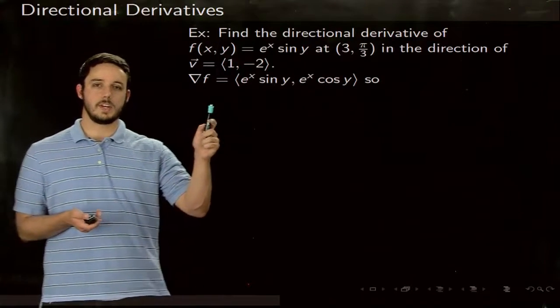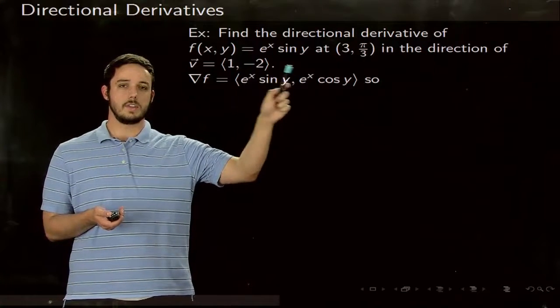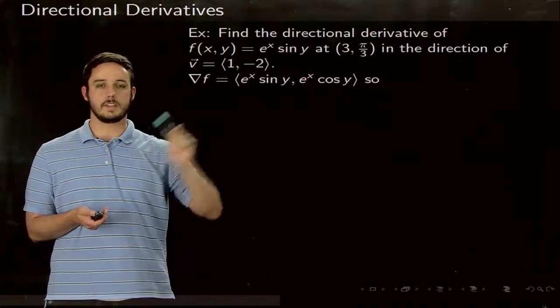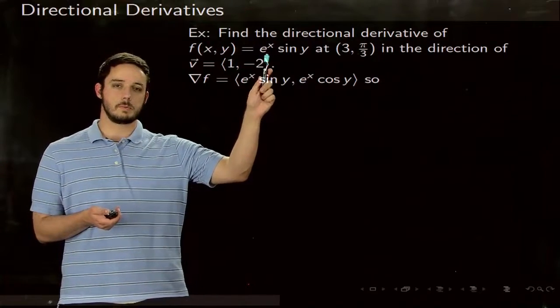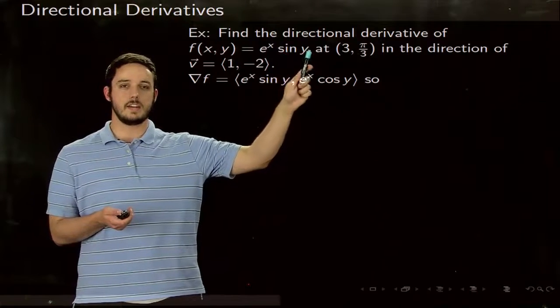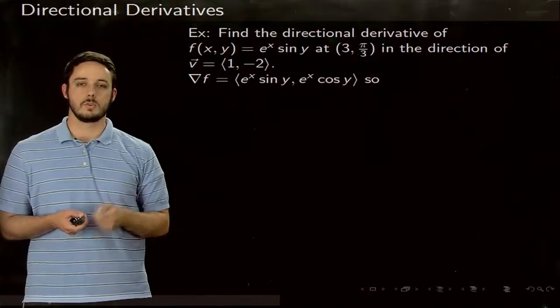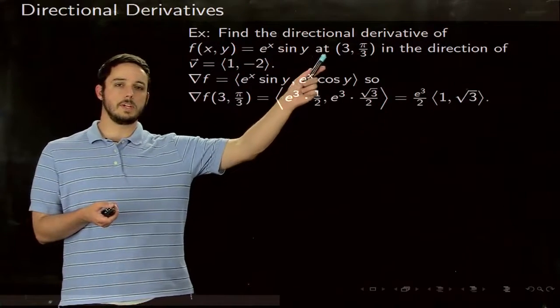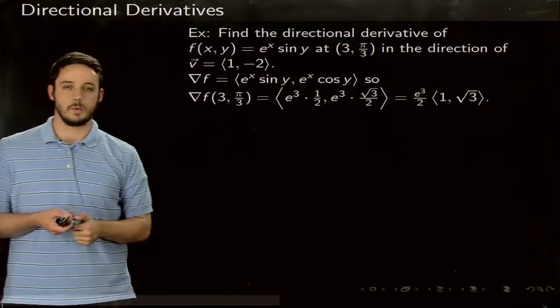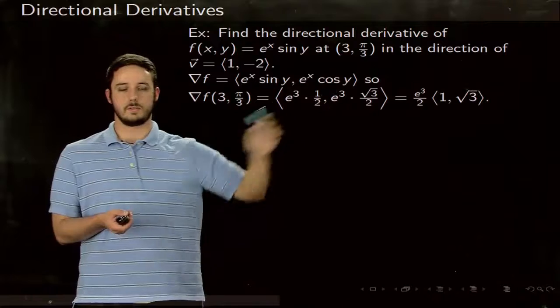So the gradient, if we take the partial derivative with respect to x of this function, we get the same thing, e to the x times sine y. If we take the derivative with respect to y, derivative of sine is cosine, so we get e to the x times cosine y. So this is the gradient of f. So the gradient at this point (3, pi/3), we get just by plugging in 3 for x and pi/3 for y in this right here.